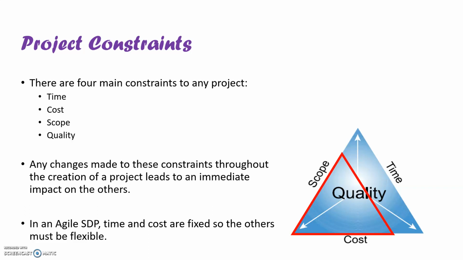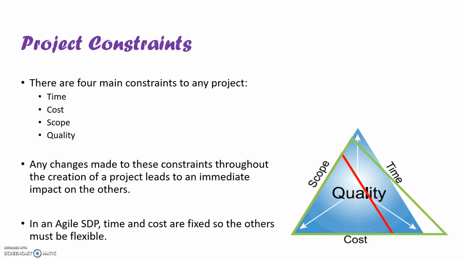So maybe it was time you were worrying about, but you needed something done really quickly and you wanted most of the scope, you might change that so the cost has greatly increased. So the triangle can change. It doesn't have to stay a consistent size, but just remember that any side of the triangle or any aspect that you change will have an immediate impact on the rest.